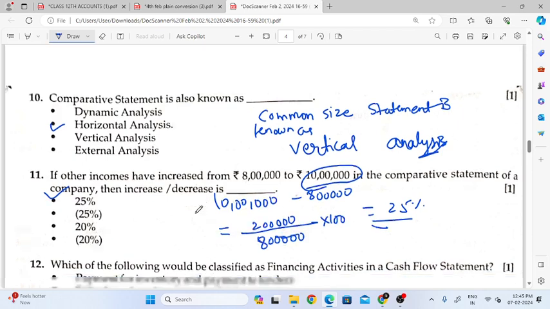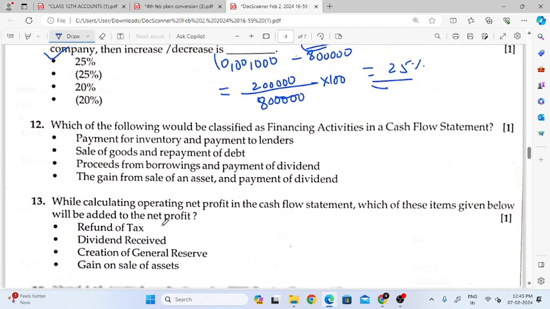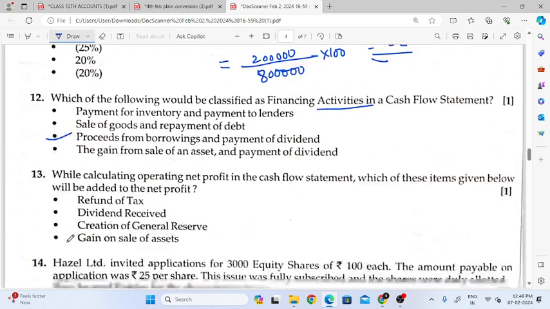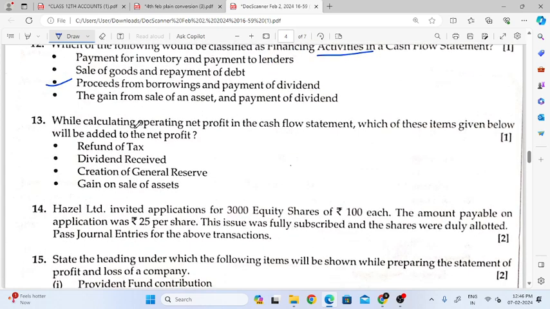Then, which of the following will be classified as financing activities in a cash flow statement? Financing activity, we take proceeds from borrowings and payment of dividend. Okay, so the third option is correct. Then, while calculating operating net profit in the cash flow statement, which of these items given below will be added to the net profit? What will be added to the net profit is creation of general reserve. This is the correct answer.